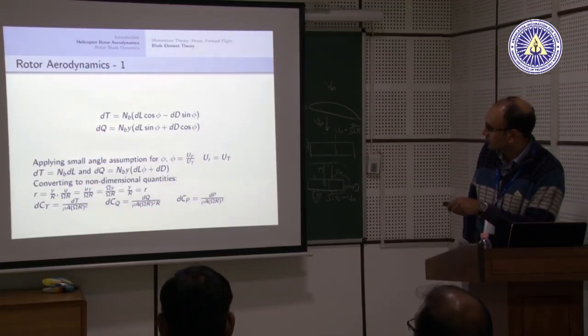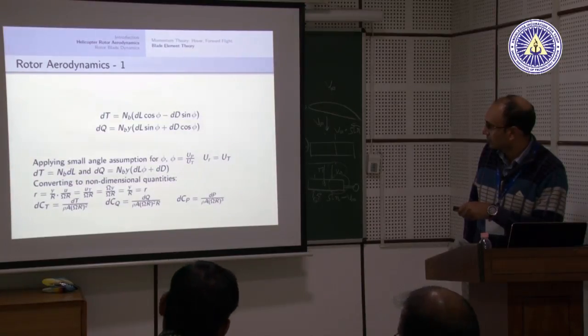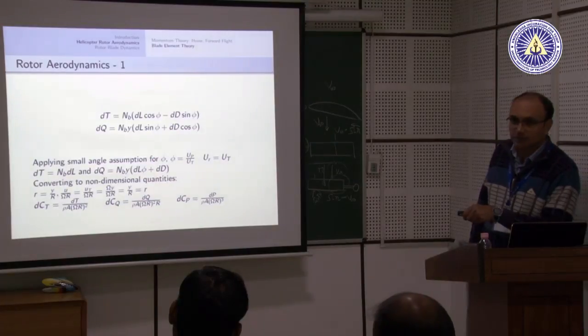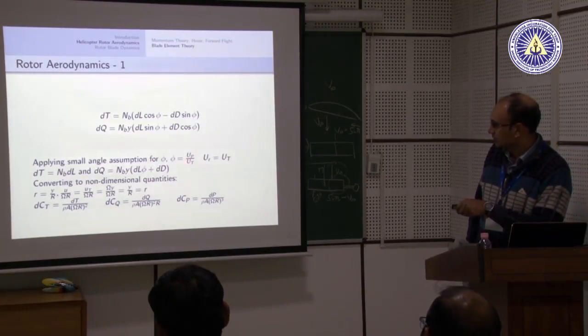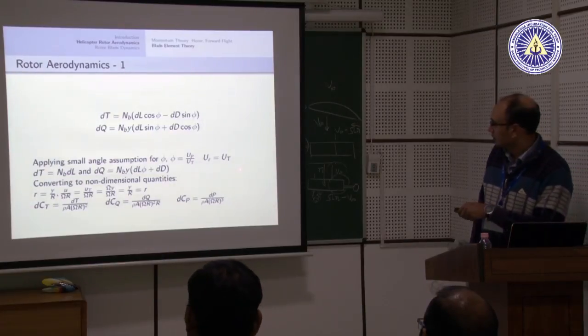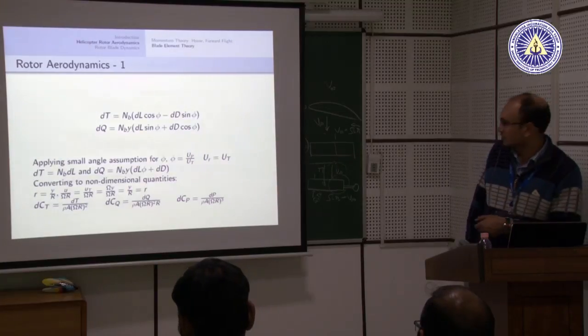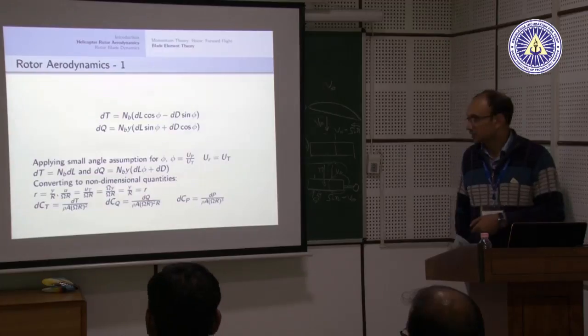So this is the total thrust and total torque: the number of blades multiplied with the lift and drag expressions. If I apply the small angle assumption, that phi equals tan inverse of UP by UT is the same as UP by UT, and because UP, the perpendicular component, is much smaller than the tangential component, I can approximate my net velocity by simply UT. That is also fine.